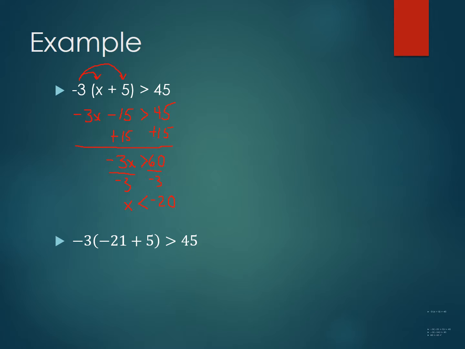When I test for truth, I want to pick a number that's less than -20. I always pick the one next to it, which is -21. I'm now going to test my inequality by simplifying the left side of the inequality. It does work.